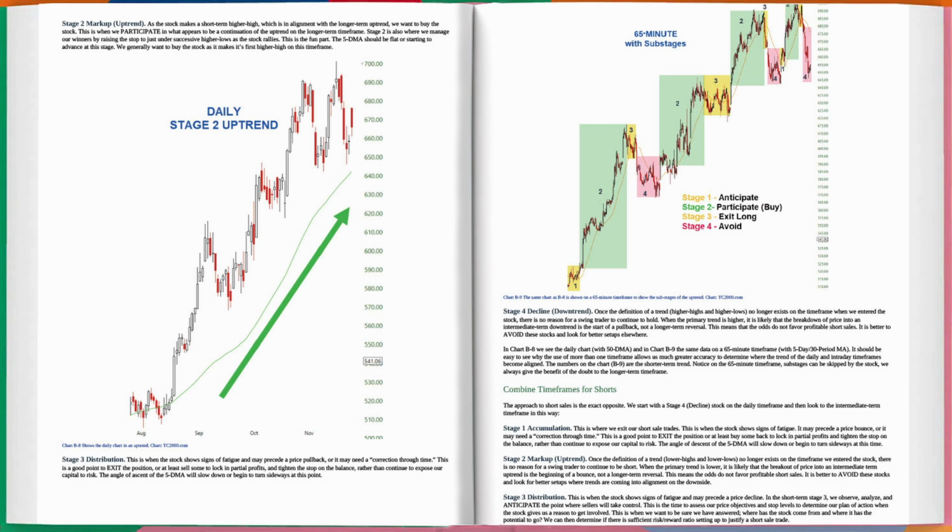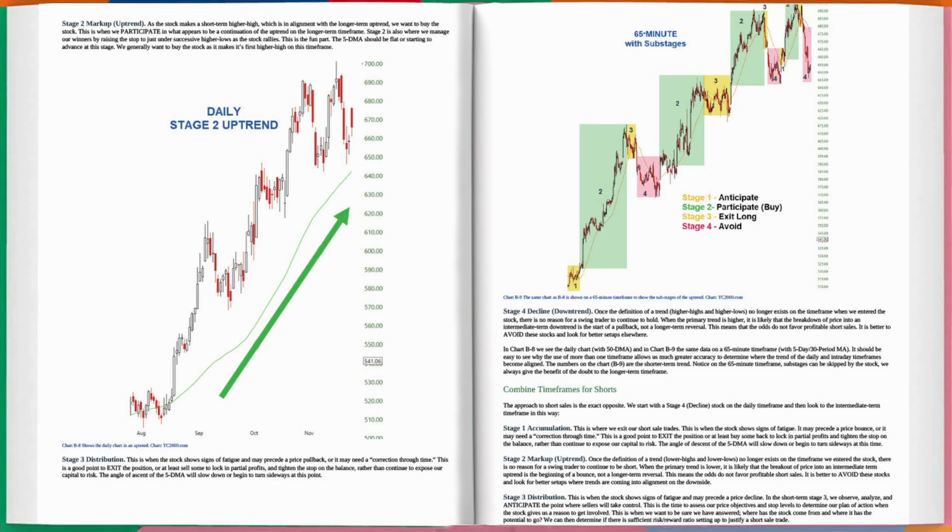Stage 3 distribution. This is when the stock shows signs of fatigue and may proceed a price pullback, or it may need a correction through time. This is a good point to exit the position, or at least sell some to lock in partial profits, and tighten the stop on the balance, rather than continue to expose our capital to risk. The angle of ascent of the 5 DMA will slow down or begin to turn sideways at this point.